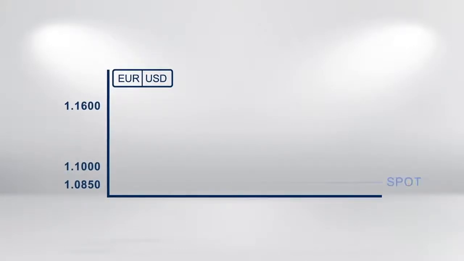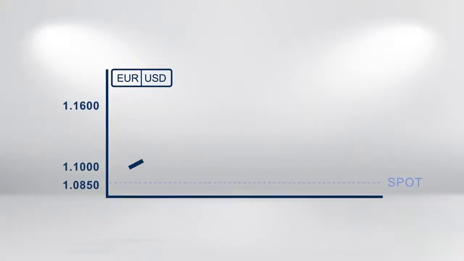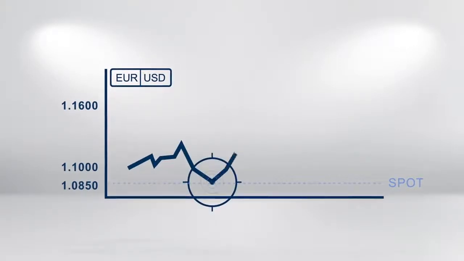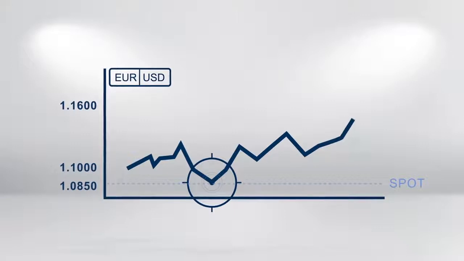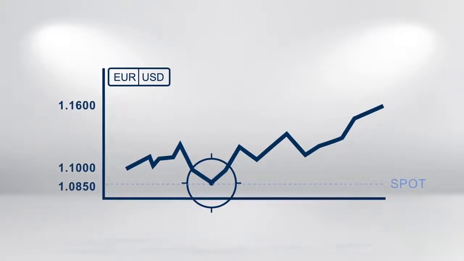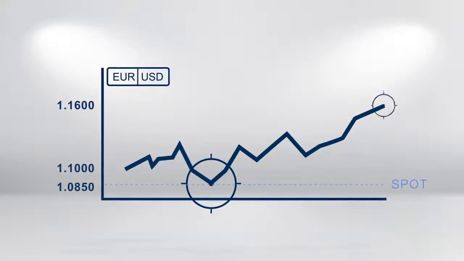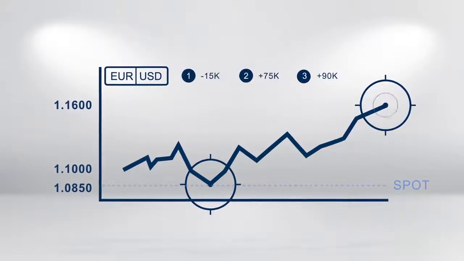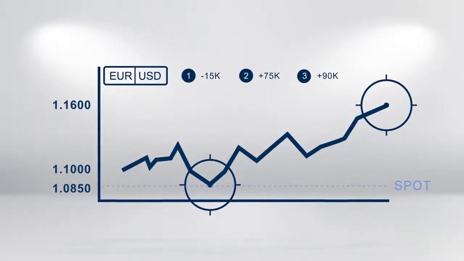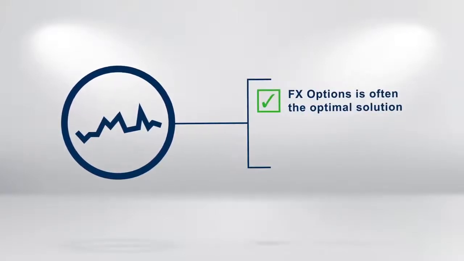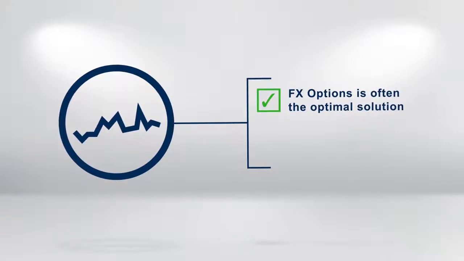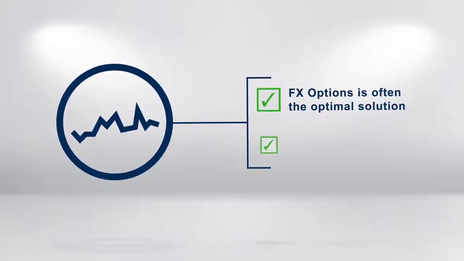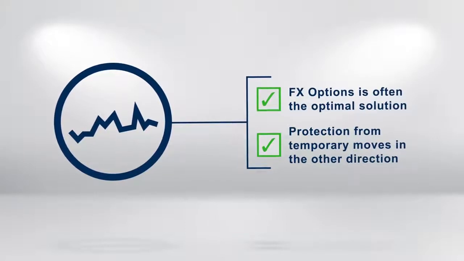In this example, where the volatility is rather high, there's also the risk that Euro-dollar will trade down to 1.0850 before heading back higher. If that is the case, and spot trades back to 1.1600 at the time of expiry, then the profit and loss on the three strategies would look very different because the spot position would have hit the stop level. When you expect increased volatility in the market, investing via FX options can often turn out to be the optimal solution. Along with the possibility to leverage, you can also get protection against temporary moves in the other direction.